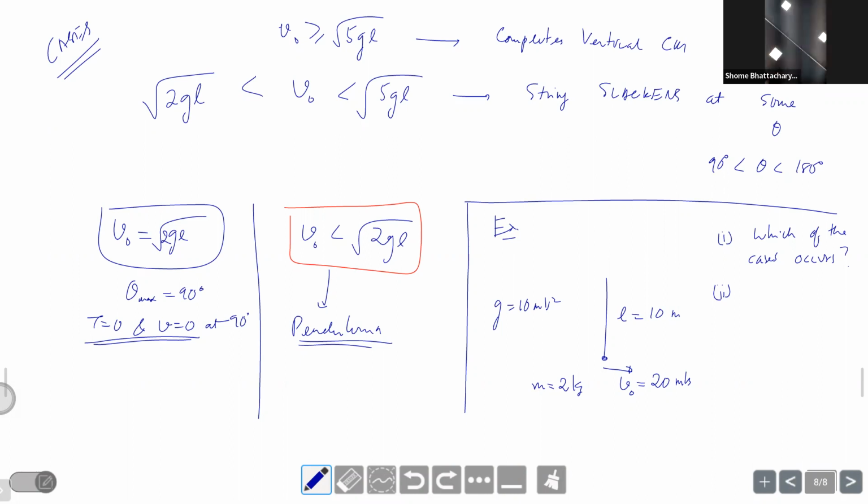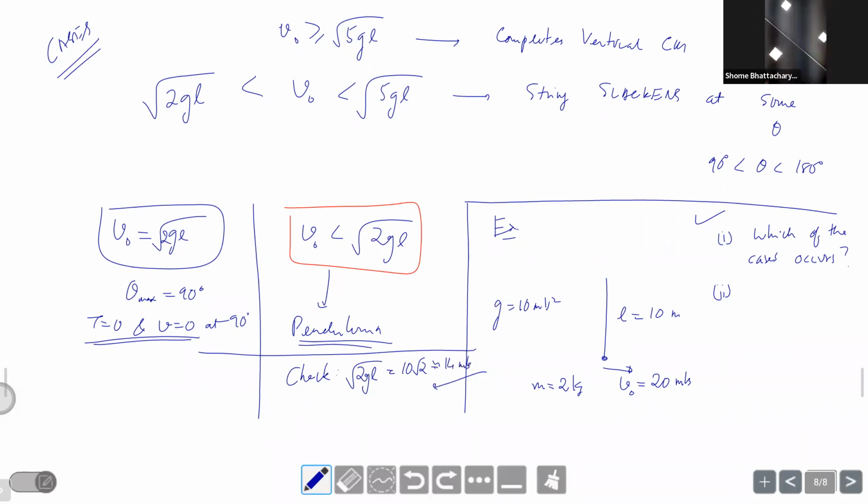Next value you need to check is √5GL. So how much is √5GL? Root of 500. And how much is the V0? It's root of 400. So it's less than √5GL. So you can see here that to understand this question, you need to check two values. Check what your √2GL is. That is 10√2. That's approximately 14 meters per second.